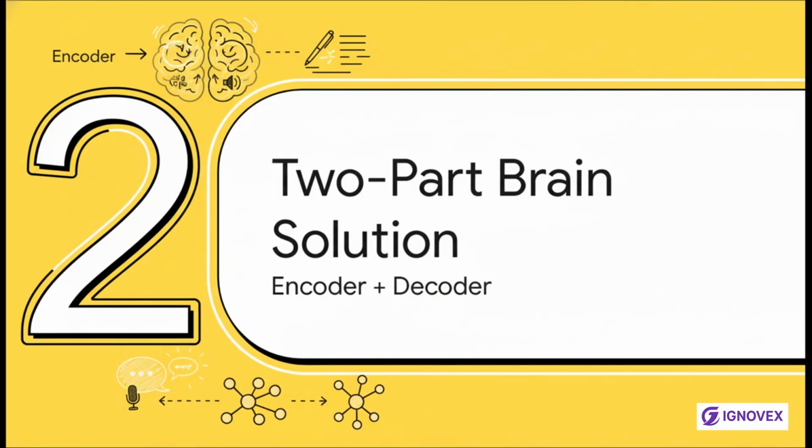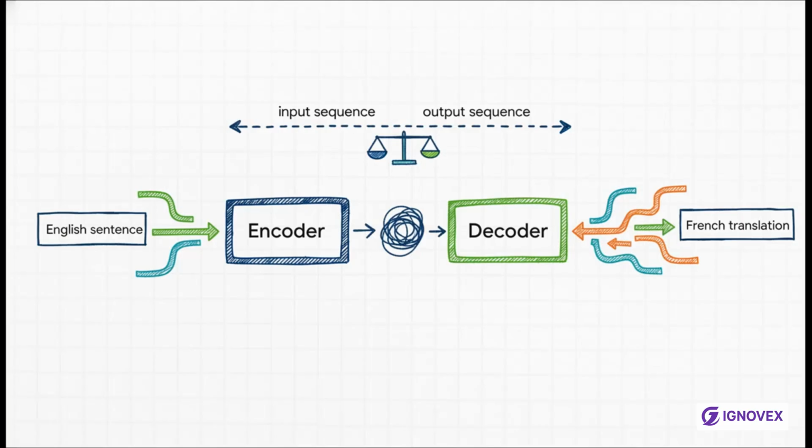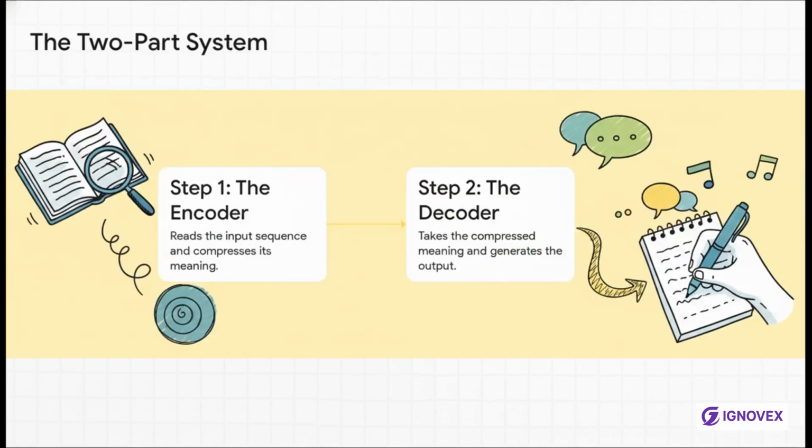So how did they solve this tricky problem? Well, researchers came up with this really elegant solution that kind of mimics how a human translator thinks. They gave the AI a two-part brain. And this brilliant idea is what we now call the Encoder Decoder Architecture. So here's the textbook definition. At its core, it's just a framework, a special kind of neural network that is specifically built to handle this exact problem, taking an input sequence, like a sentence, and mapping it to an output sequence, even when they're totally different lengths.